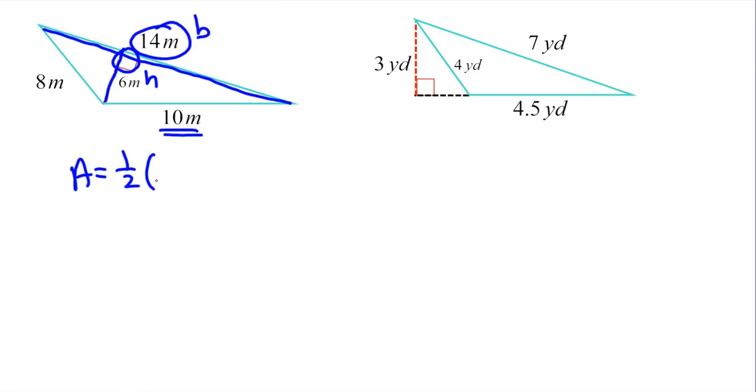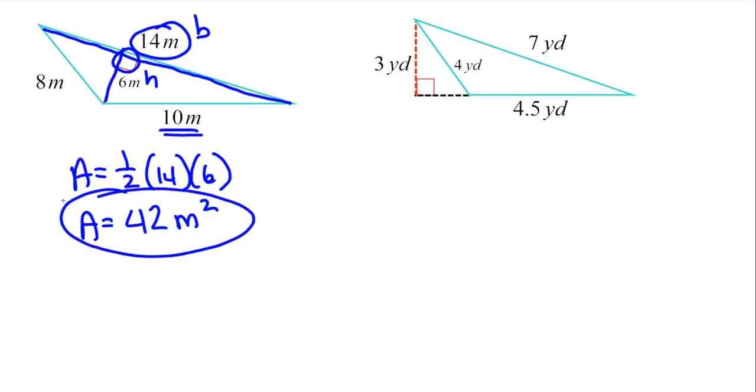So we have 1/2 of 14 times 6, and that will be 42. Half of 14 is 7. 7 times 6 is 42. So 42 square meters, or meters squared. So these 2 sides are irrelevant. They had nothing to do with finding the area of this triangle.